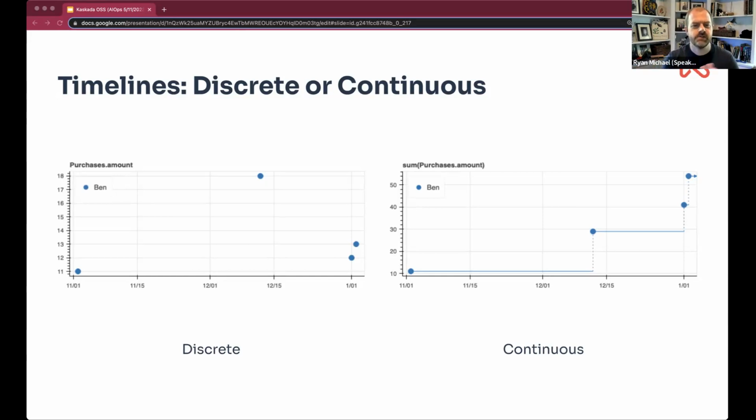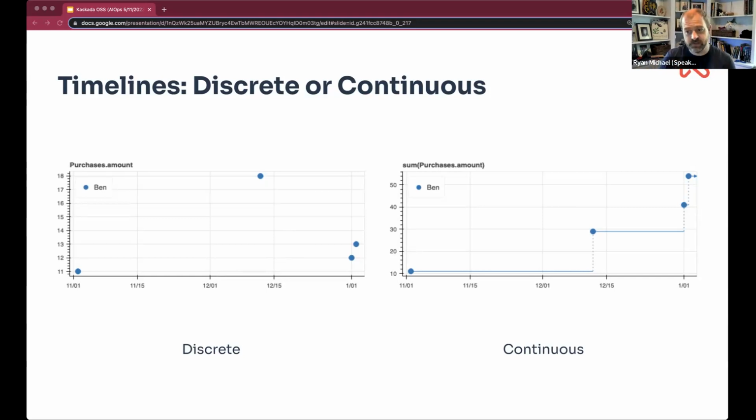So we distinguish between these two different types of timelines in the Kaskada system. The one is discrete values that exist at instantaneous points in time, and the other being these continuous functions that change as the result of aggregations over multiple events. So this is at a very high level what we mean when we say that timelines are ordered and when they have a time axis.